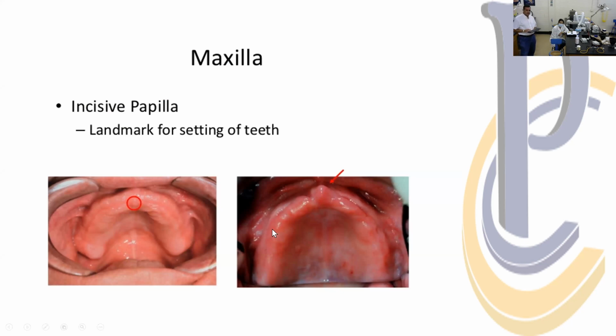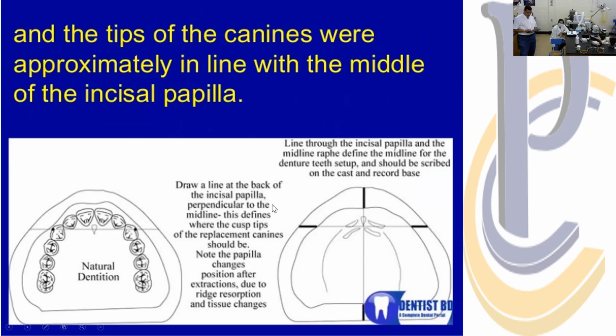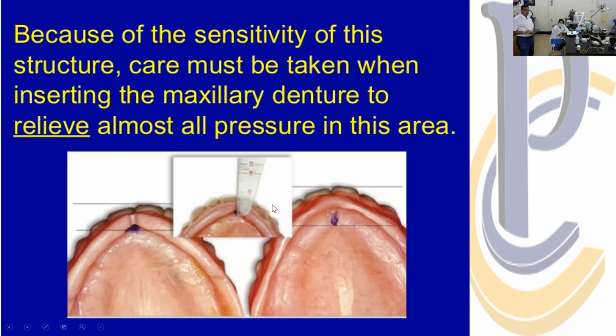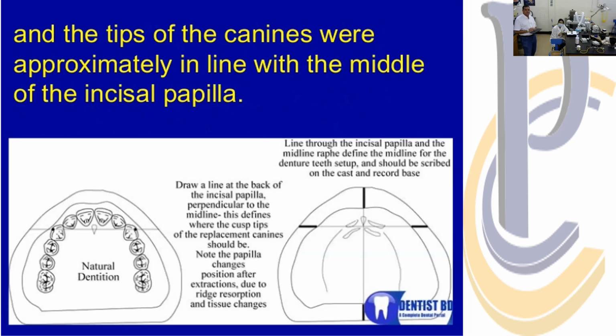This is the incisive papilla. We use it to find the midline. When there are teeth, this is the incisive papilla. But when you extract teeth, it will help us to find the midline. That's why it helps us to distinguish between the natural dentition and the edentulous area.